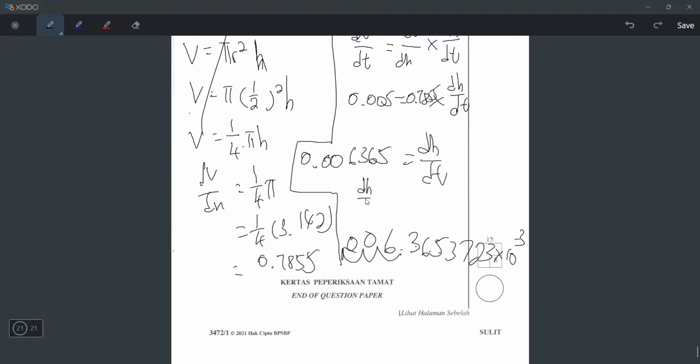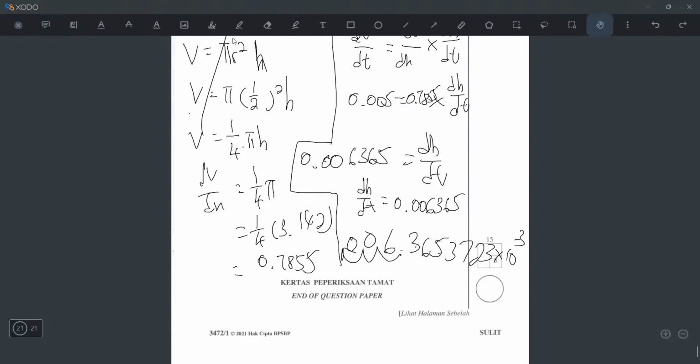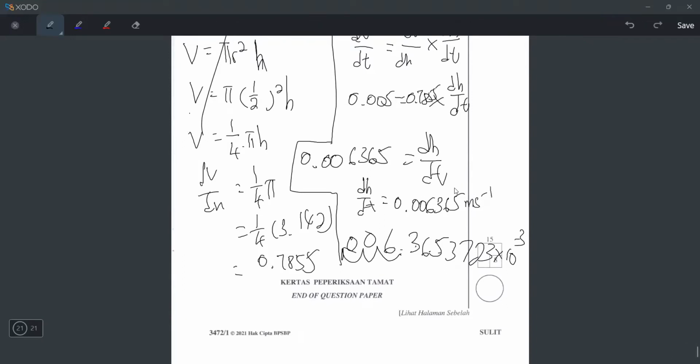And then the unit will be what? So dh dt will be 0.006365. Unit. Okay, let's just copy here. Remember this one is meter cube per second. So this one will be meter per second. It won't be meter cube because it's not volume. This one is just height only, so it's just meter per second. Okay. Move back 3, 1, 2, 3. Okay, so that's the answer.